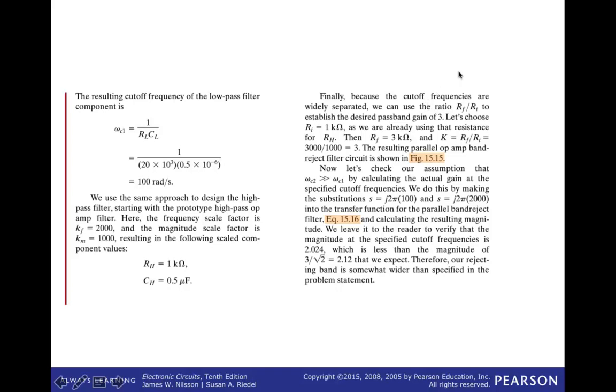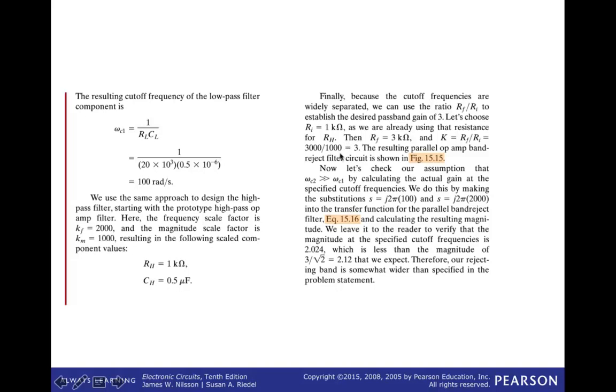So because those cutoff frequencies are fairly widely separated, we can use the ratio of feedback to input resistor in that final stage to get the passband gain of 3. We do that by setting our input resistor to be 1 kiloohm, and we let our feedback resistor be 3 kiloohms, then giving us a gain of 3.